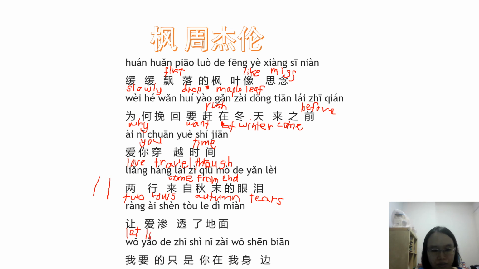爱 is love. 渗透 is to penetrate. Penetrate through. 地面: 地 is ground. 地面 is ground surface.